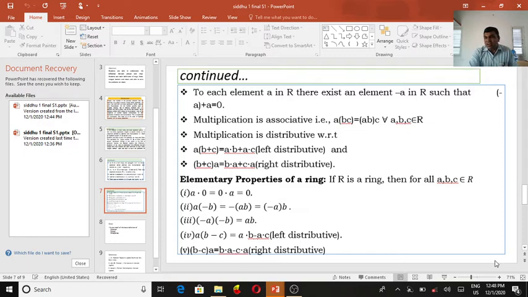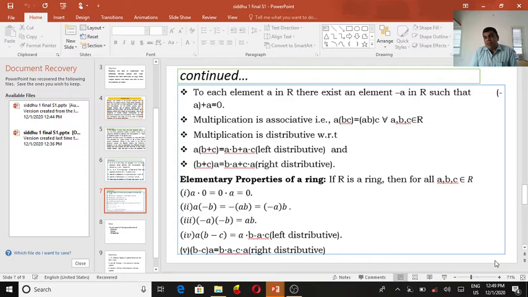Now you come to multiplication, which is associative. That is, A(BC) equal to (AB)C for all A, B, C belonging to R. Multiplication is distributive. If you take A(B plus C) equal to A into B plus A into C, you are multiplying the elements on the left-hand side, so that is called left distributive. Again, (B plus C)A equal to B into A plus C into A. That is called right distributive.